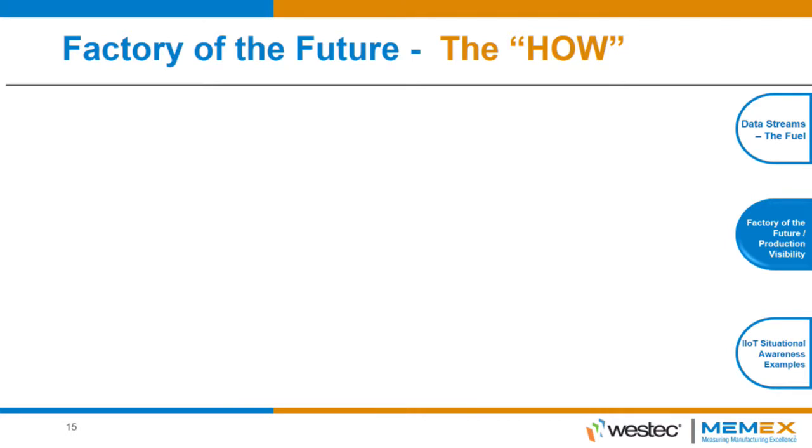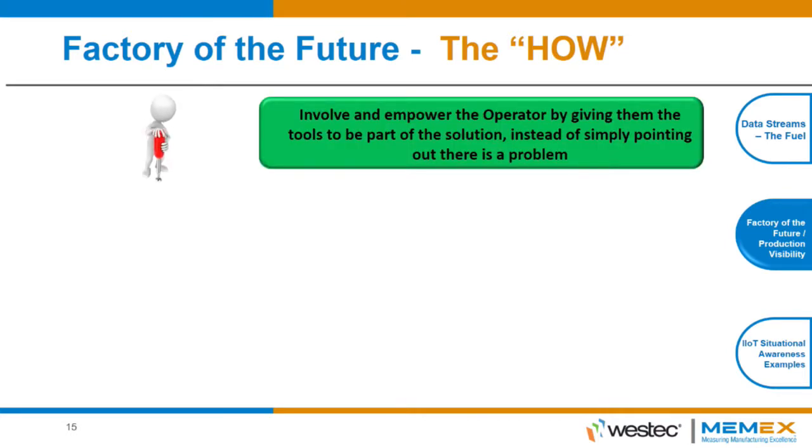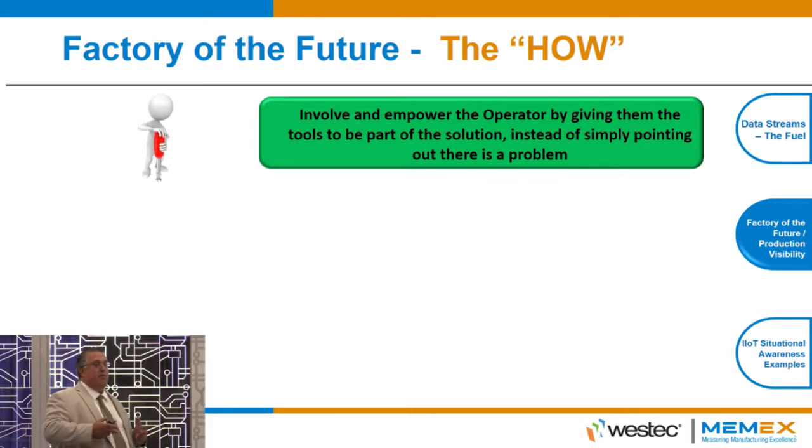So, factory of the future, the how. We're a big proponent of the operator being key. Being able to give the operator the tools to be part of a solution, rather than just pointing out that there's a problem, is a culture shift within the company. A lot of people blame operations or operators for poor performance. The reality, in my experience having done this for 20 years, is that three-quarters of the time or more it's actually out of the operator's hands. It's a maintenance-related issue that the operator's been complaining about for years in some cases.